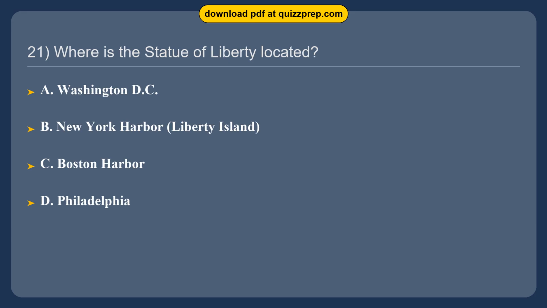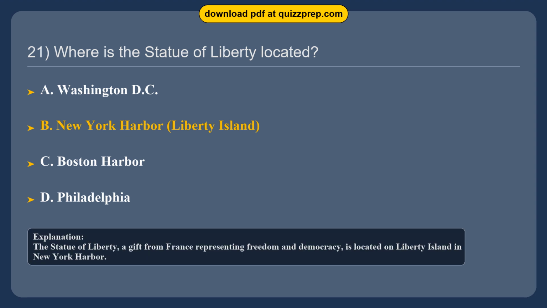Question 21. Where is the Statue of Liberty located? Option A. Washington, D.C. Option B. New York Harbor, Liberty Island. Option C. Boston Harbor. Option D. Philadelphia. The correct answer is option B. New York Harbor, Liberty Island. The Statue of Liberty, a gift from France representing freedom and democracy, is located on Liberty Island in New York Harbor.